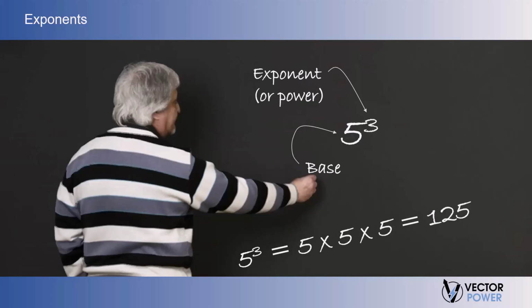In 5 to the power of 3, the 3 says to use 5 3 times in a multiplication. So 5 to the power of 3 would equal 5 times 5 times 5, which would equal 125. In words, 5 to the power of 3 could be called 5 to the third power, 5 to the power of 3, or simply 5 cubed.